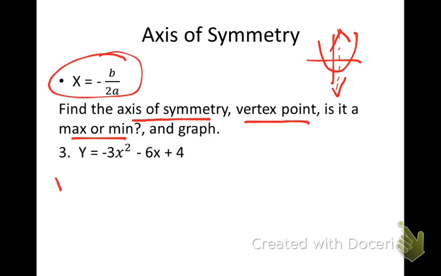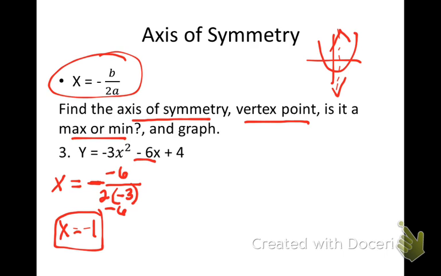So to find the axis of symmetry, the first thing it tells me to do, I'm going to put negative, and then what's my b term? Well, it would be, in this case, negative 6 over 2 times what's my a term, negative 3. So this gives me negative 6. Negative 6 divided by negative 6 is positive 1, but then I have the negative sign there, so x equals negative 1 would be my axis of symmetry. So that is my first point.